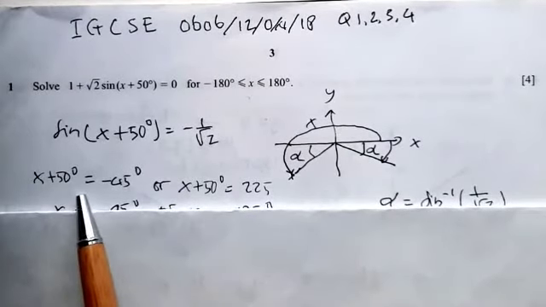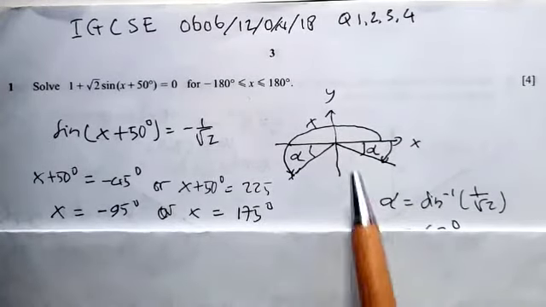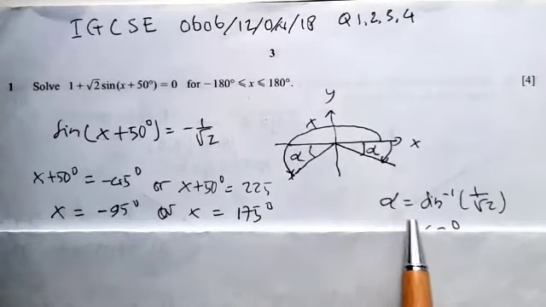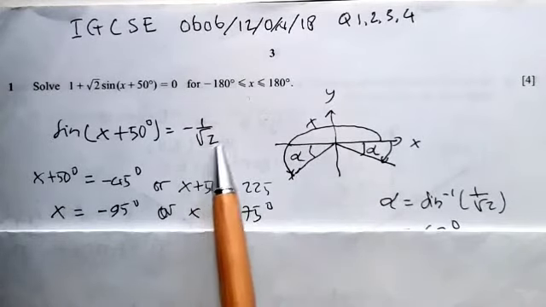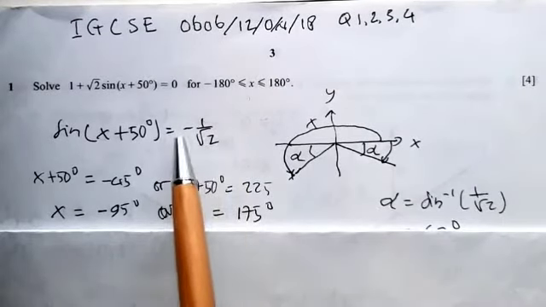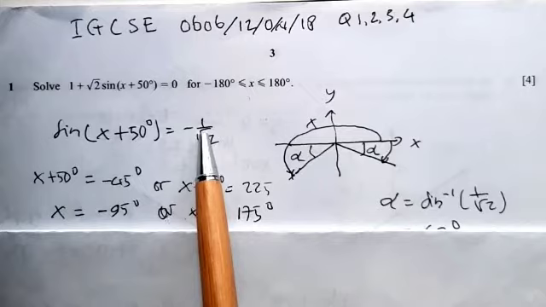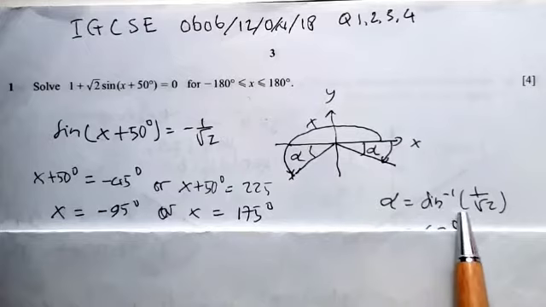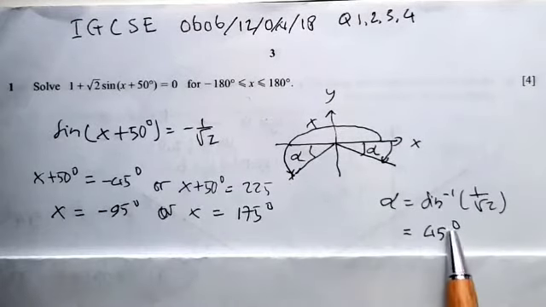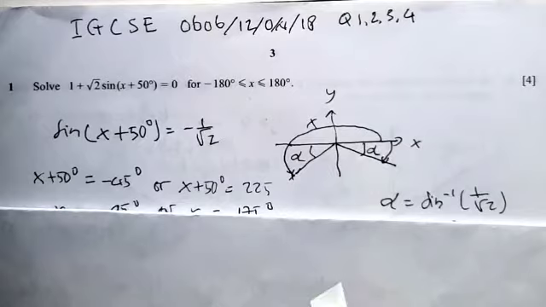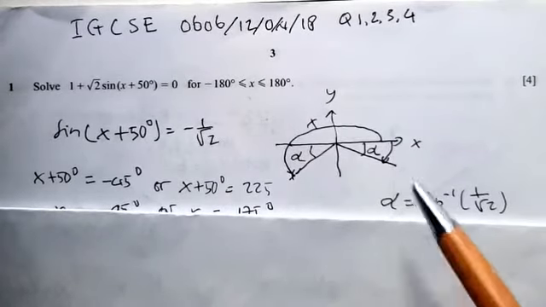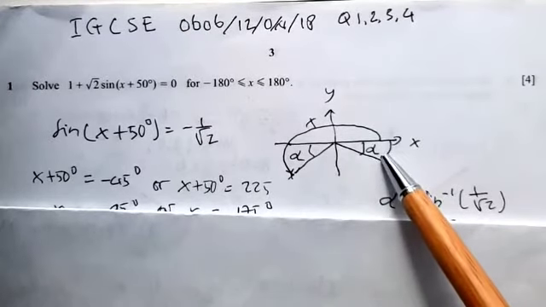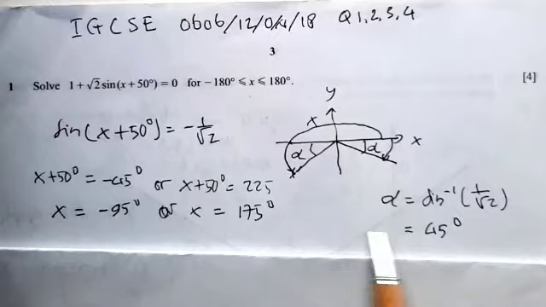For x plus 50 degrees, first we have to calculate the basic angle. The angle is in the third and fourth quadrant, and alpha, the basic angle, is inverse sine of this one without the negative value, because the basic angle is always an acute angle. Thus alpha, the basic angle, is inverse sine of 1 per square root of 2, and that is 45 degrees. Thus the first x here, in the clockwise direction, is minus 45.